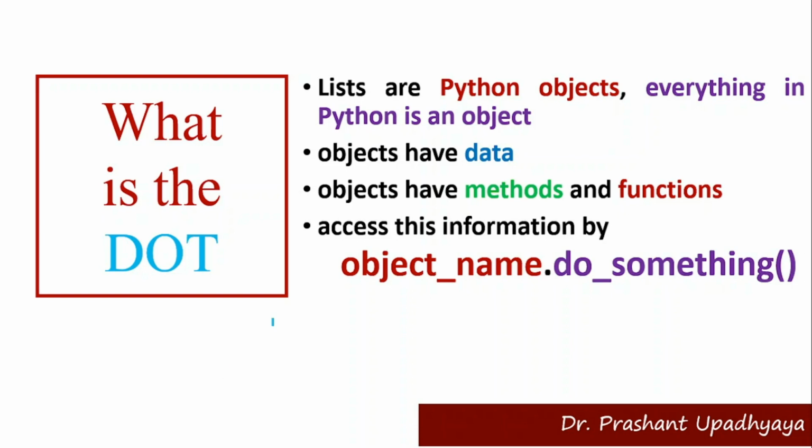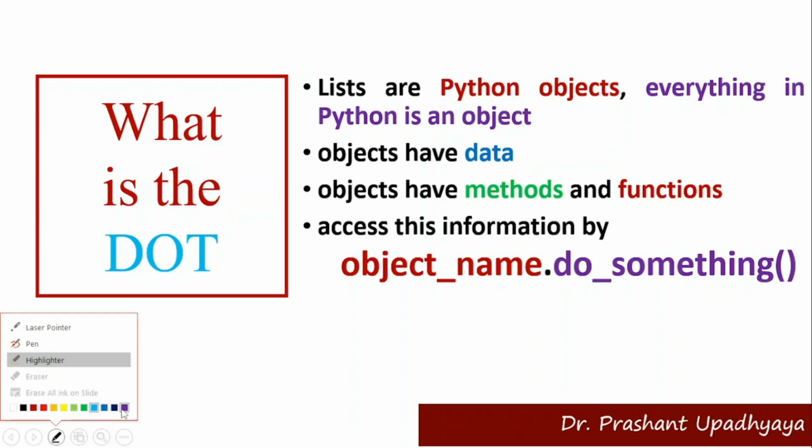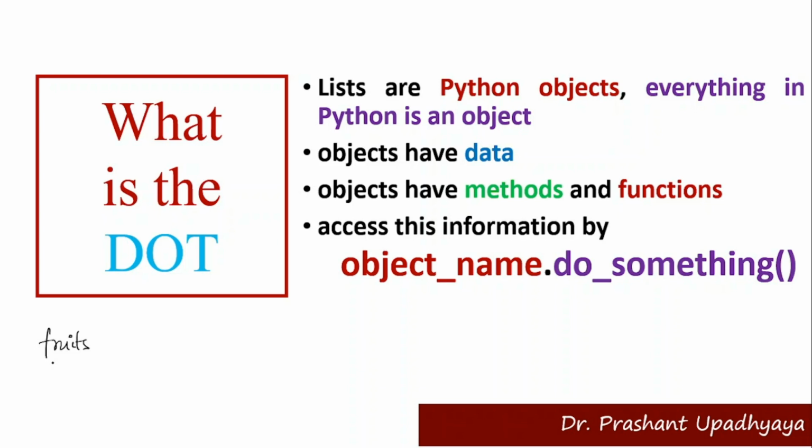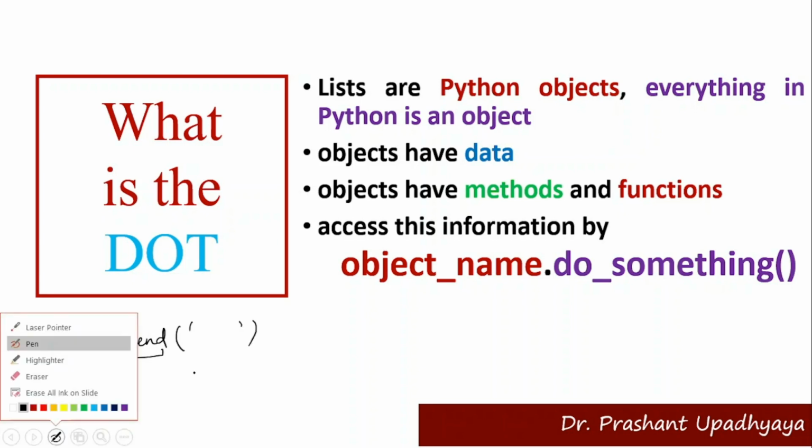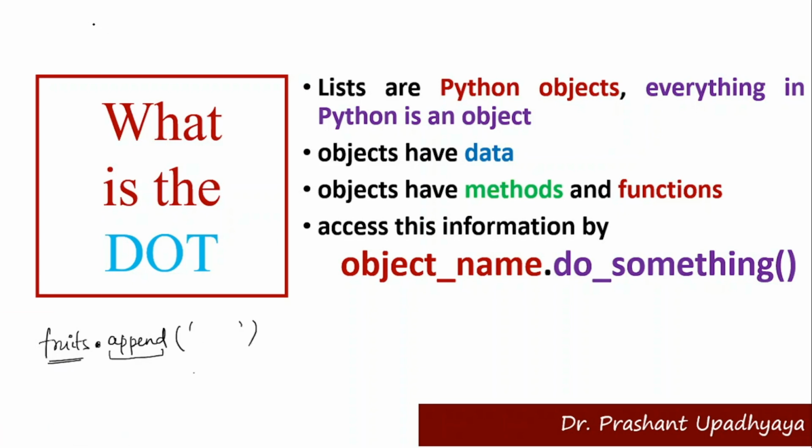For example, if I give the name fruits, so this fruits is my object, and I'm writing an operation, fruits dot append. I already have a list of fruits, and now I'm saying append. What do I want to append? Let me define the list here for the fruits. Let's say I have a list: apple, mango, cherry. I want to append one more fruit. Let's say orange.